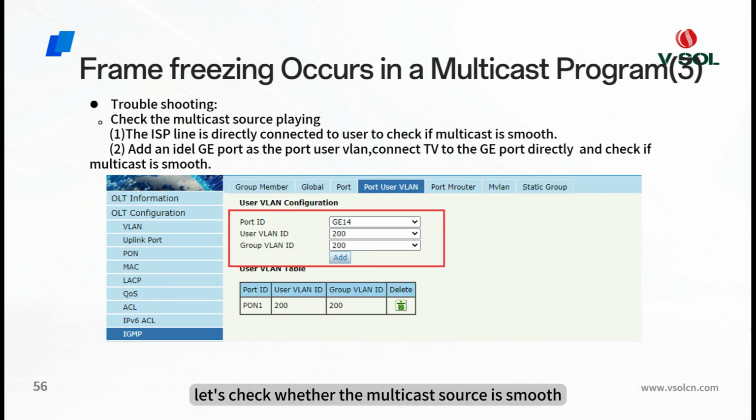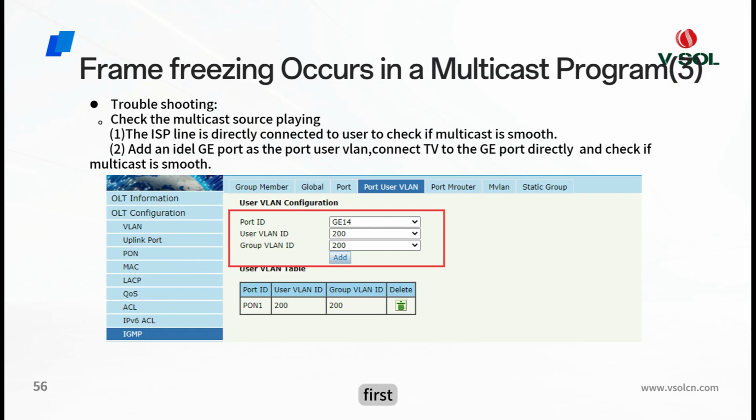Firstly, let's check whether the multicast source is smooth. First, connect the ISP line directly to the user to check if multicast is smooth. Second, add an idle GE port as the port user VLAN, connect the TV to the GE port directly and check if multicast is smooth.